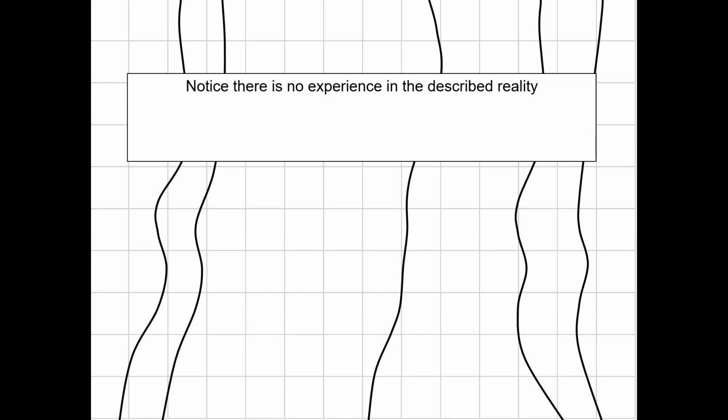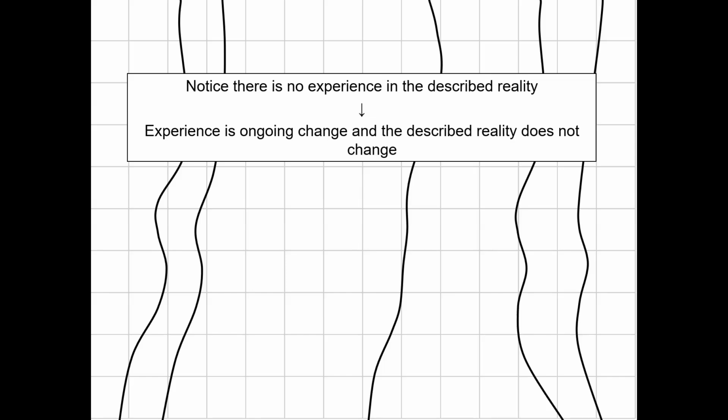Notice that there is no experience in the described reality. Experience is ongoing change, and the described reality does not change. So from our outside perspective, if we look at the whole of reality, it is a complete structure. It does not change, and therefore it cannot have a feeling of experience. And this means that to incorporate experience into our model, we have to look at it not as a whole, but in a different way.